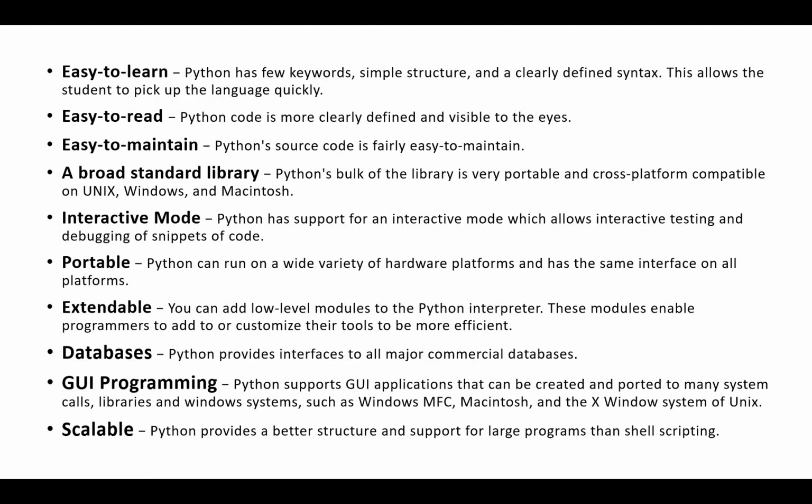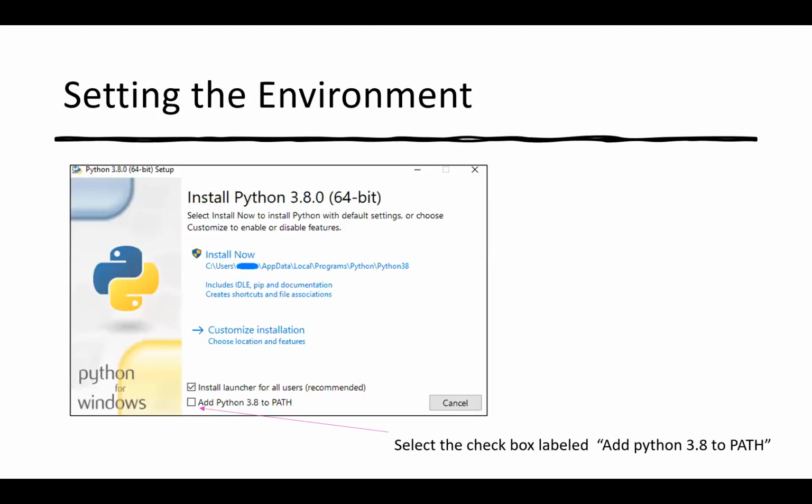And when you download, you can take only the archive folder and then you could use it. And it is cross-platform compatible. That's why you can install Python on Unix, Linux, Windows, Macintosh. It is interactive, portable, extendable, and it supports databases and graphical user interfaces, and it is scalable. Therefore, we will discuss these features later on.